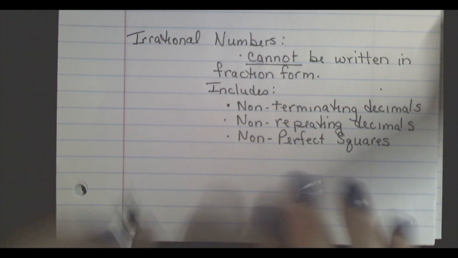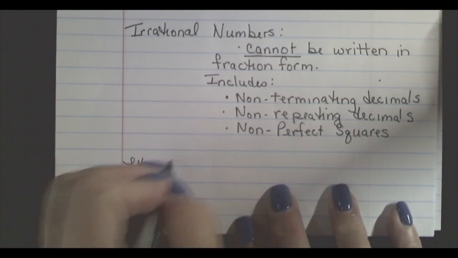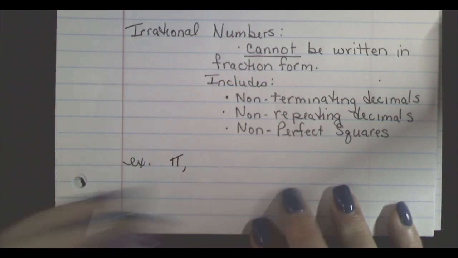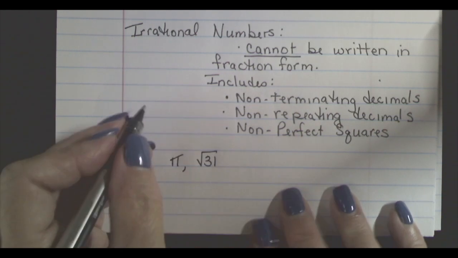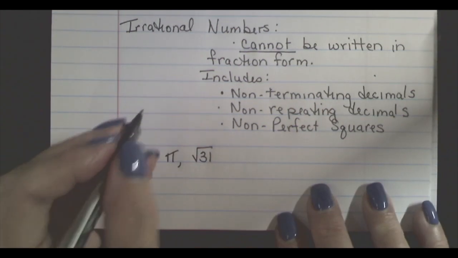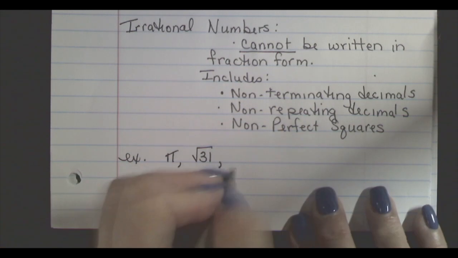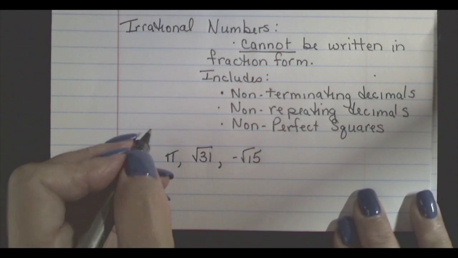So our examples, we have pi. Pi is 3.14 on. It continues forever and ever, but it never repeats. The square root of 31, that would be a non-perfect square. That would be estimated, and we've looked at those where they go on forever and ever. Negative square root of 15, again, another non-perfect square.